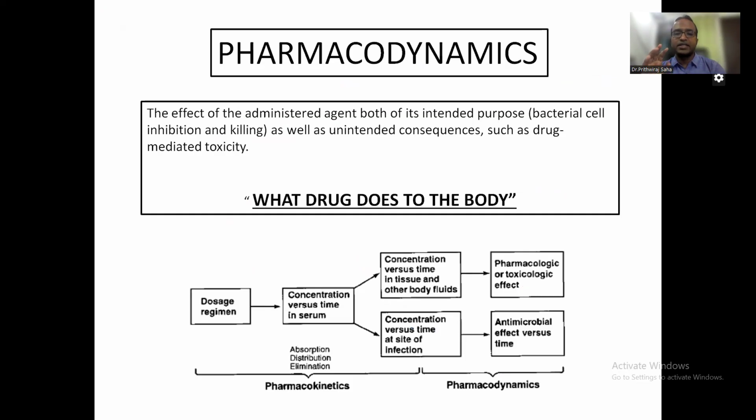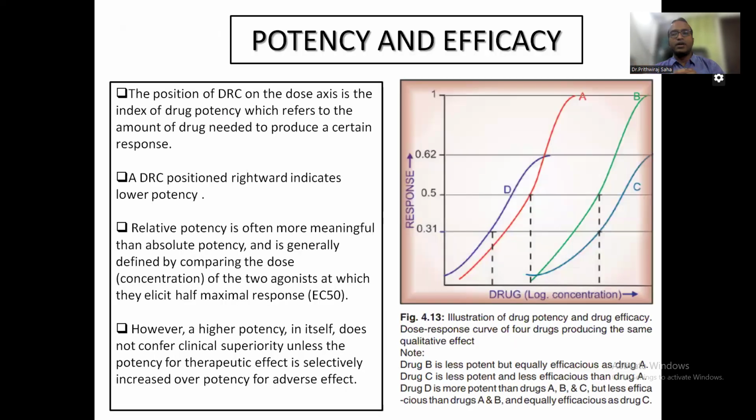Now the pharmacodynamics. Pharmacodynamics is D for drug. So what does the drug do to the body? Basically, pharmacodynamics means what the drug will do to the body. It is at the receptor level, at the effector level, what the drug does to the body. So these are the two terms, potency and efficacy.